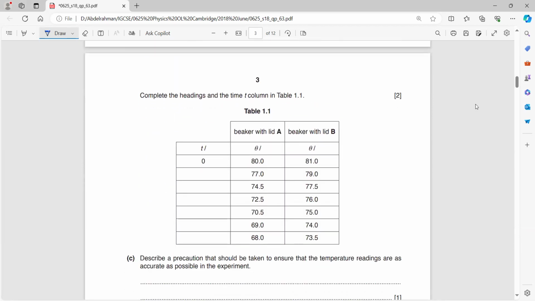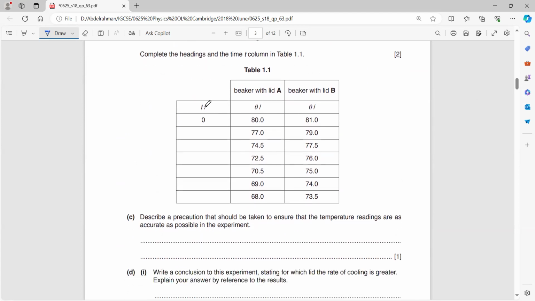Okay. Complete the headings in column T. Can I complete the headings here? T, theta, and theta. What will I write down in T and theta? Yeah, column headings. What should I write down? Come on. S, of course. T is time, in seconds. Then degrees Celsius, just degree Celsius, and here degree Celsius. Nice. Then time 0 and then what should I write down? 3? No, not 3, 30.